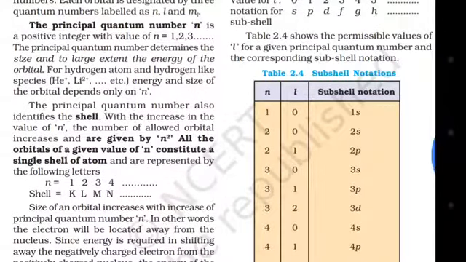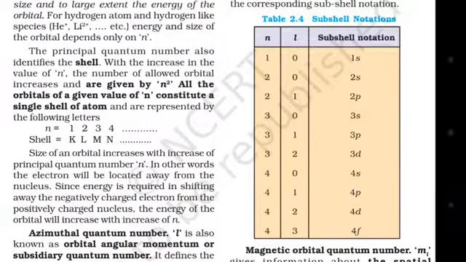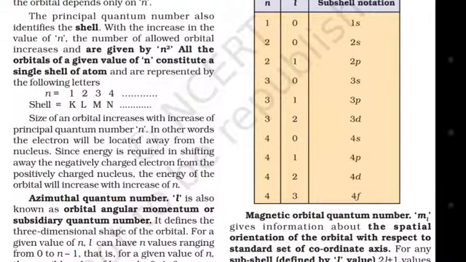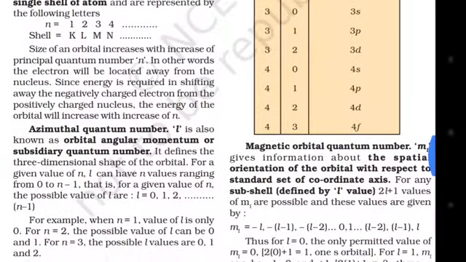With the increase in the value of n, the number of allowed orbitals increases and is given by n square. All the orbitals of a given value of n constitute a single shell of the atom and are represented by the following letters: n = 1, 2, 3, 4 corresponds to shell K, L, M, N. Size of the orbital increases with the increase of principal quantum number n. In other words, the electron will be located away from the nucleus. Since energy is required in shifting the negatively charged electron away from the positively charged nucleus, the energy of the orbital will increase with increase of n.